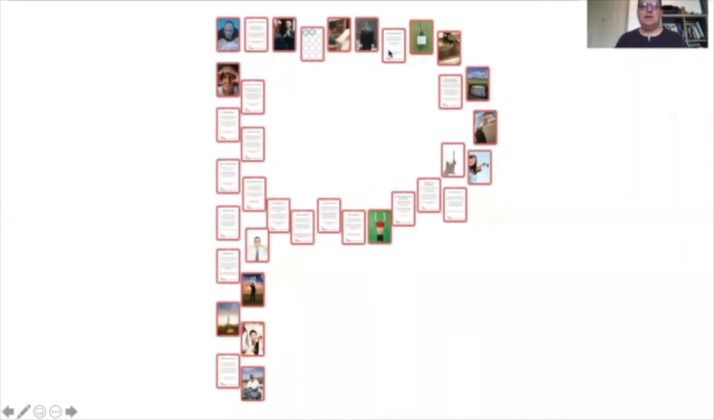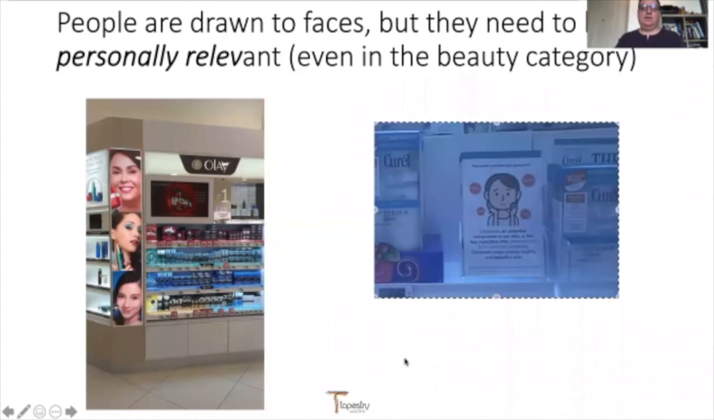Next, let me talk about personal identity. I'm going to give you one quick example here, and then I'll show something in a little more detail. We'll get back to beauty. Well, in fact, they're both about beauty.